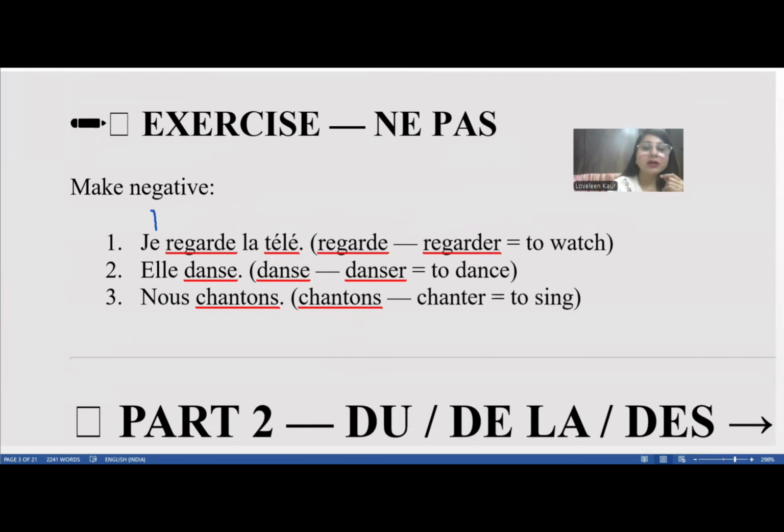Yes, we'll put ne and pas around the verb. Voila, हो गया काम खत्म. Je ne regarde pas la télé. I do not see, or I do not watch the television.